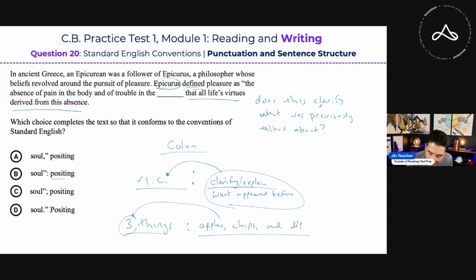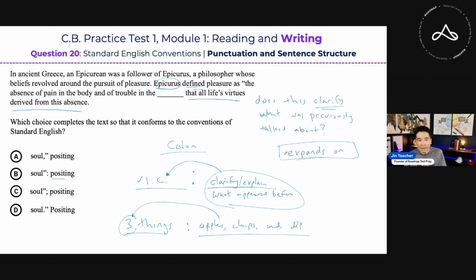So does this clarify what was previously talked about? Now, this is where you have to make a very clear distinction, okay? One of the ways that the SAT is going to test you or trick you is between information that clarifies what was previously said versus information that expands on what was previously said. Okay, so clarifying what was previously talked about versus expanding on what was previously talked about. Can you guys hear the difference?